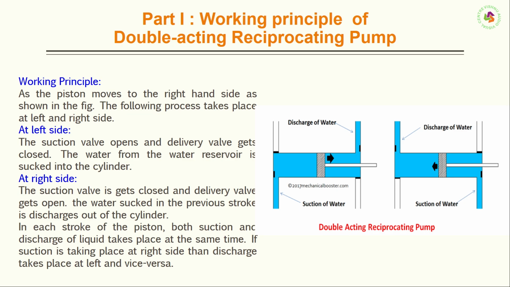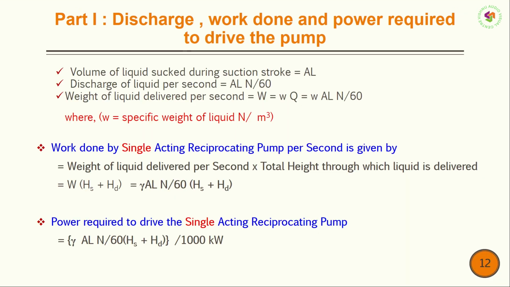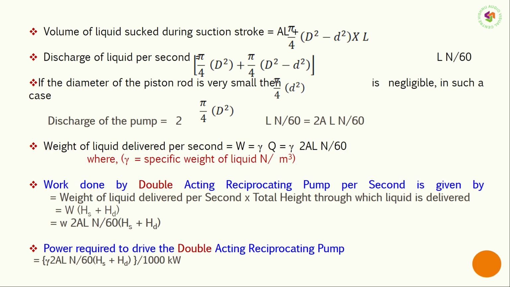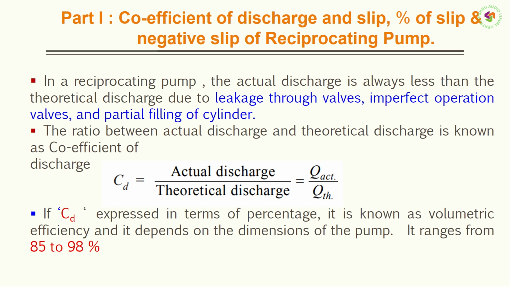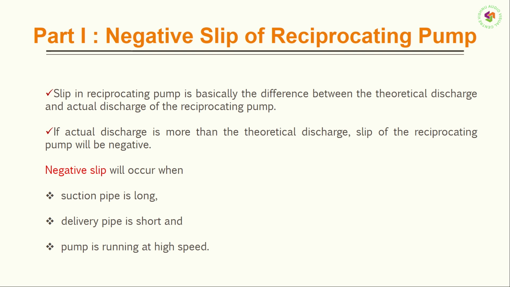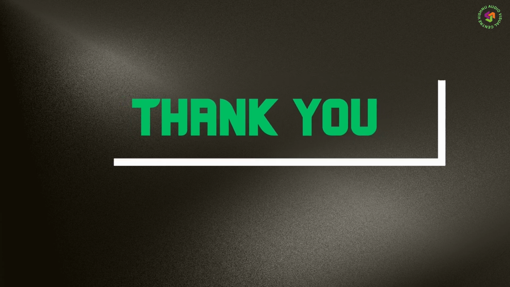This happens only under specific special circumstances: where the suction pipe length is very high and the delivery pipe length is very short, or where the suction head is very high and the delivery head is very small, and at the same time the speed of the crank is high. This is the case. Now let us take problems on this.